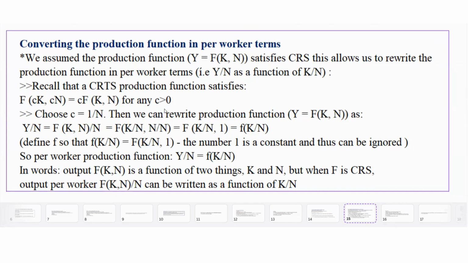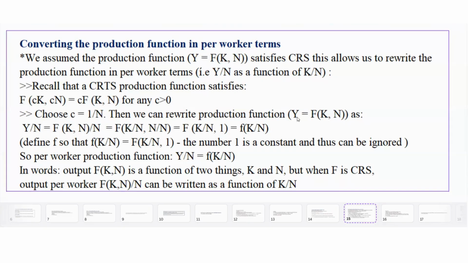Mathematically, we can write constant returns to scale like this. It's saying that if we change both of our inputs by some amount c, then output gets scaled by that same amount c. So in order to rewrite our production function in per worker terms, we're going to choose this c to be 1/N. Then we can rewrite our production function: Y = F(K, N), and we're just dividing both sides by N.